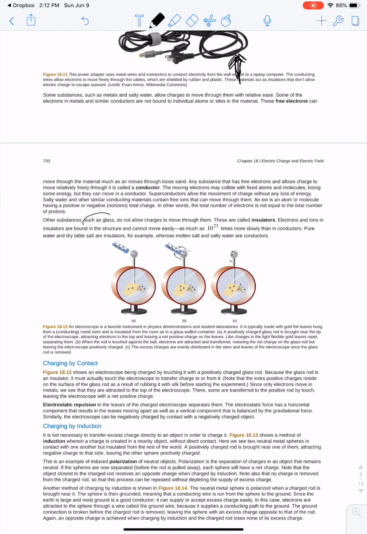Glass is another one. Glass doesn't allow charge through easily. You can get conductive glass by doping it, but generally, glass in your window is not going to allow charges to move through it.